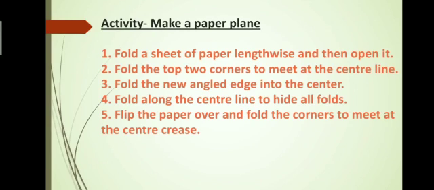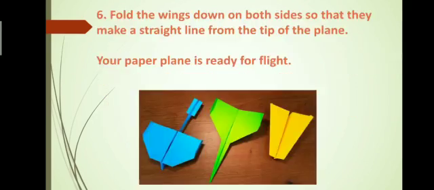Then, fold the new angled edge into the center. After that, fold along the center line to hide all folds. Then flip the paper over and fold the corners to meet at the center crease. Now fold the wings down on both sides so that they make a straight line from the tip of the plane. So students, your paper plane is ready for flight.